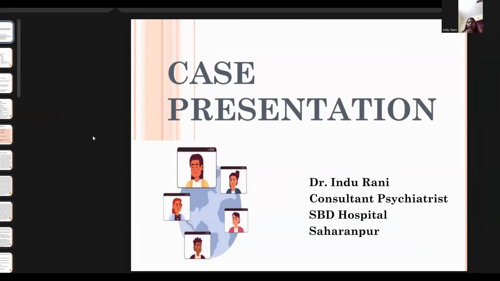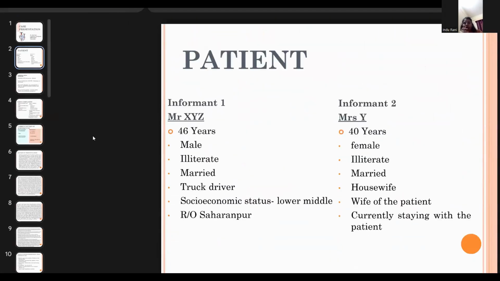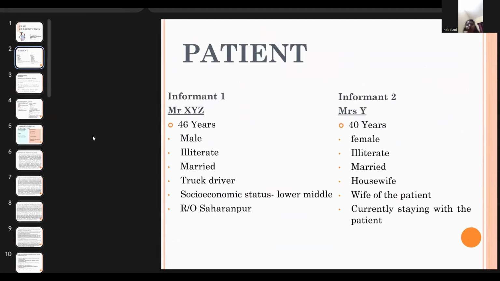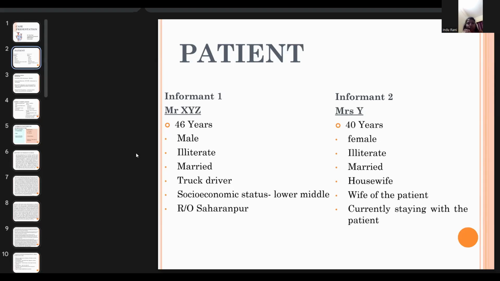Sure. Good afternoon, everyone. I am presenting the case of Mr. XYZ. He is a 46 year old male, illiterate, married, truck driver by occupation. He belongs to lower middle socioeconomic status and is a resident of Saharanpur. The second informant is Mrs. Y. She is the wife of the patient, a 40 year old female, illiterate, and a housewife. She is currently staying with the patient.